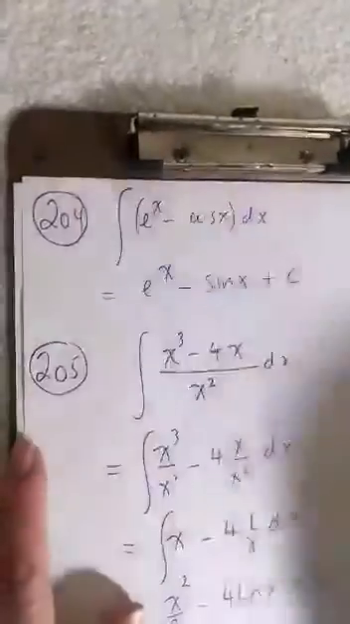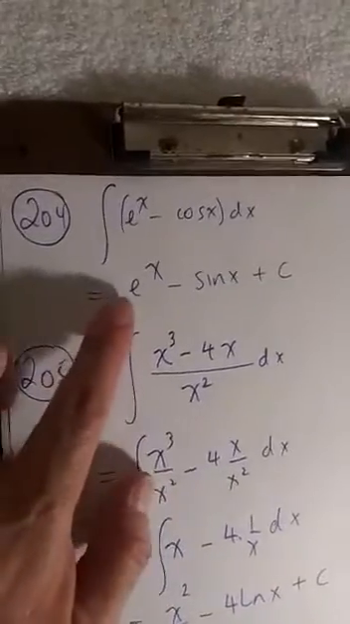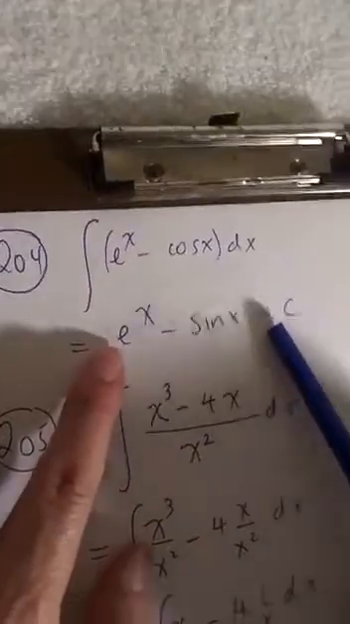The integral of e to the x minus cos x, we do those separately. So for e to the x, the integral is just itself, e to the x, minus the integral of cosine x is sine x plus c.